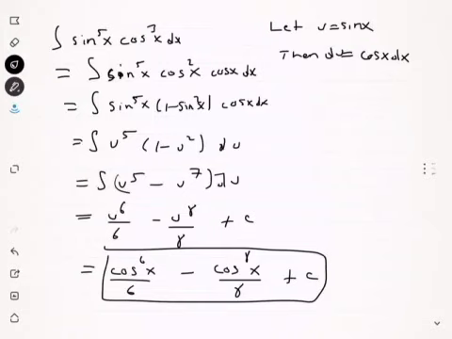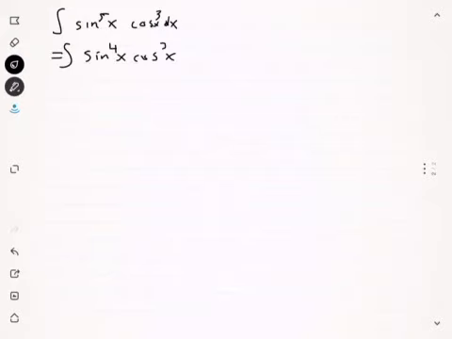Alright, this problem can be done in another way, and I'm going to show it to you on the next page. So again, we have sine to the fifth power, cosine cubed, and this time instead of saving a cosine, we're going to save a sine. So this is equal to sine to the fourth power x, cosine cubed x, and this is the sine that we save.